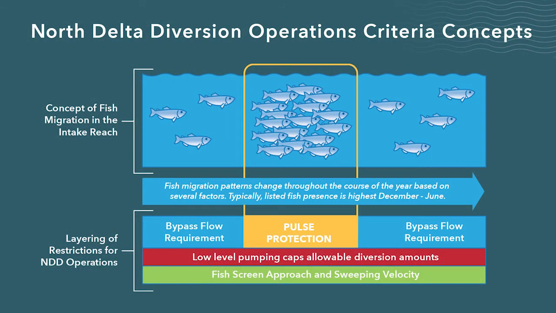This operational criteria is based in part on advice from the fishery agencies. The criteria set different types of water velocity requirements to protect certain fish in specific conditions. The criteria also limit pumping based on different amounts of flow in the river.